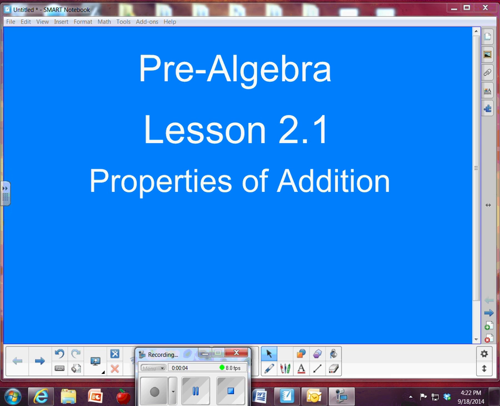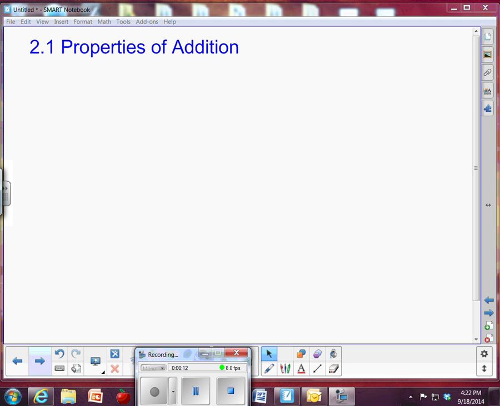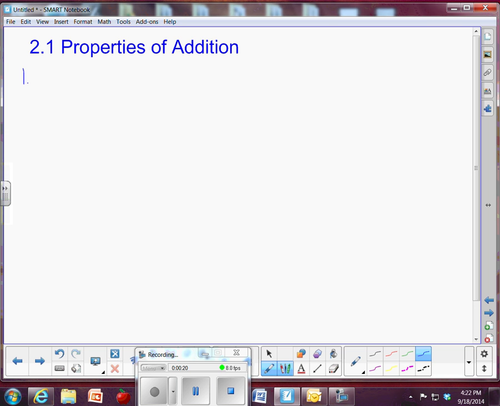This is Pre-Algebra Chapter 2, Lesson 2.1, Properties of Addition, and we are just getting ready to start Chapter 2. We're going to learn some properties. These properties will come up in Pre-Algebra, again in Algebra, in Geometry most definitely, and then again in Algebra 2.